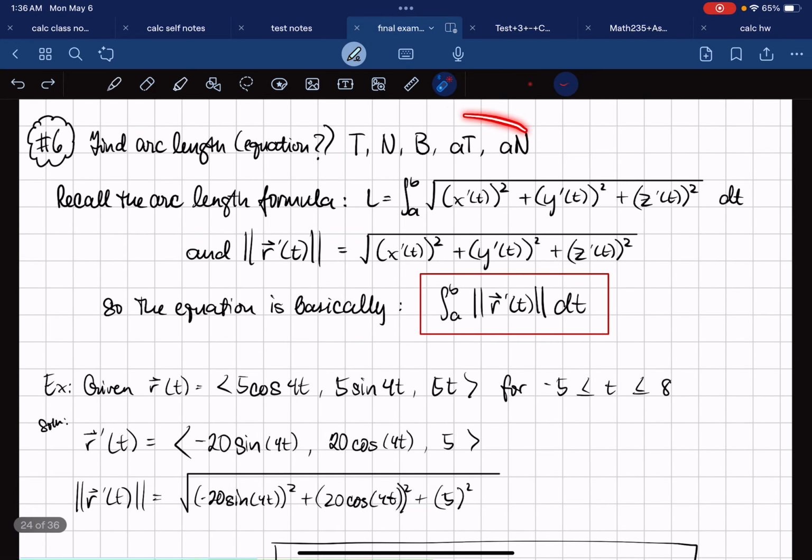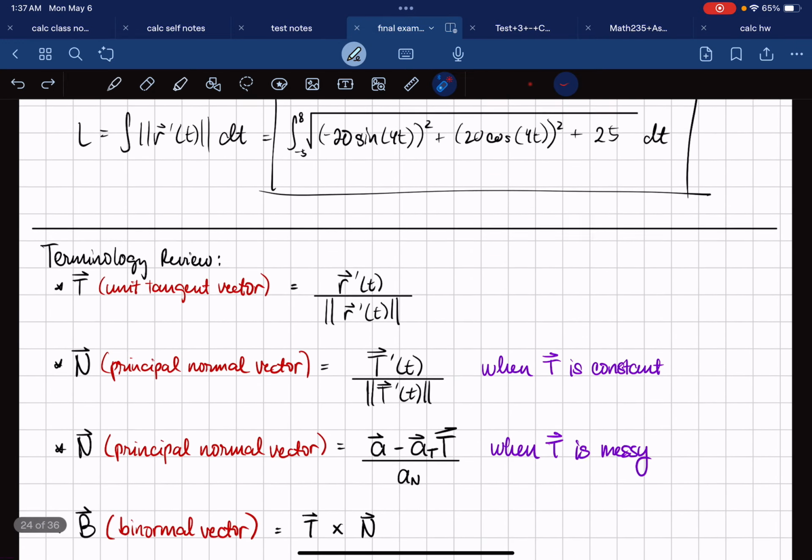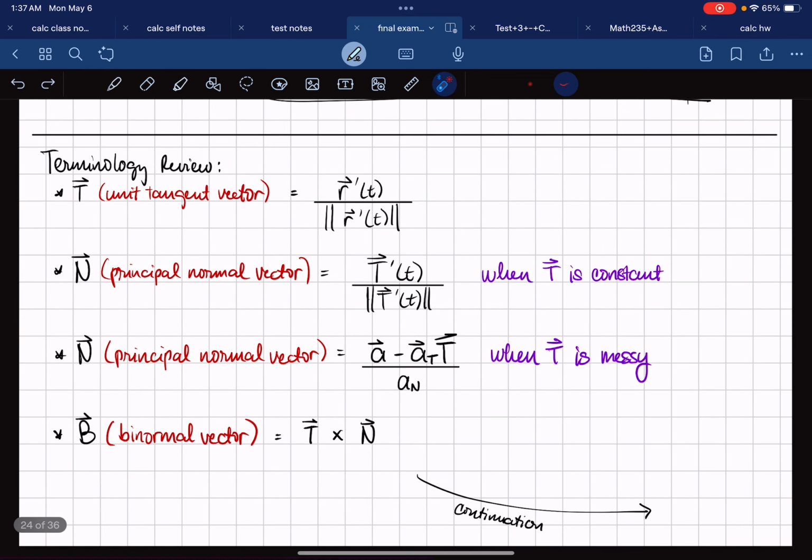Now we're up to reviewing this one. So, some terminology review that I had to look for in my notes because I haven't touched this in a really long time. We got our capital T over there. That's our unit tangent vector. So that's the tangent vector with the magnitude of 1, right? And this right here is the only equation for this unit tangent vector. So you can remember that. You can put it on your formula sheet.